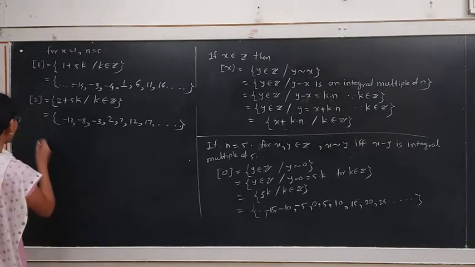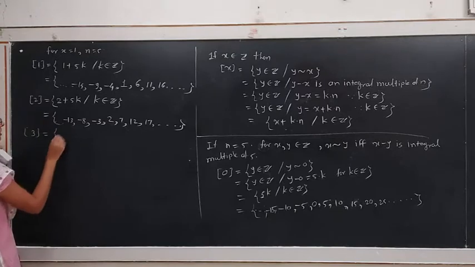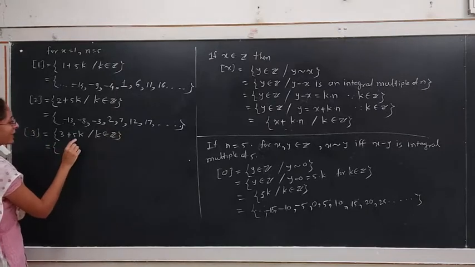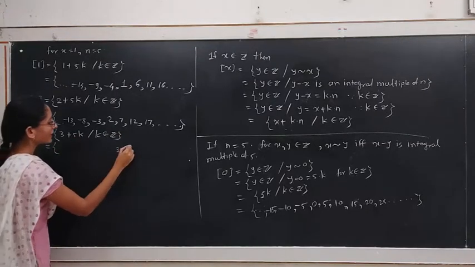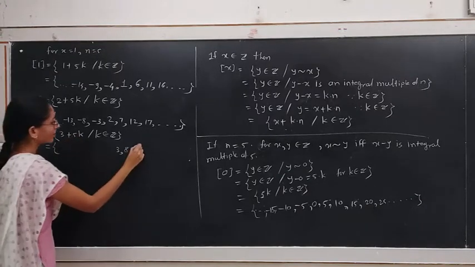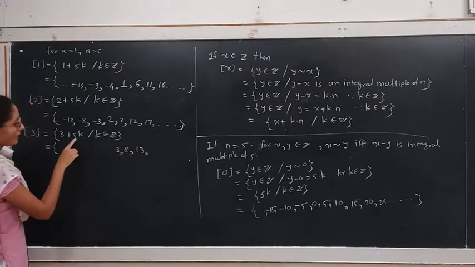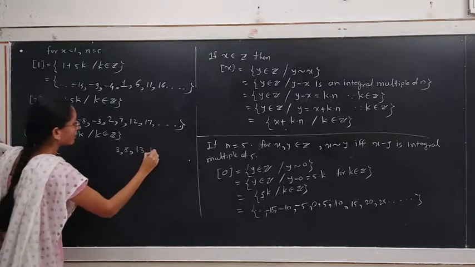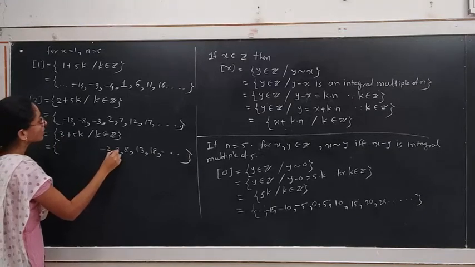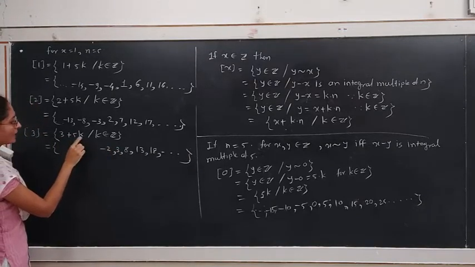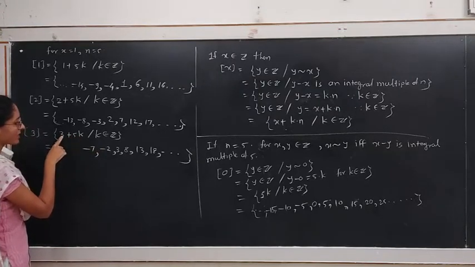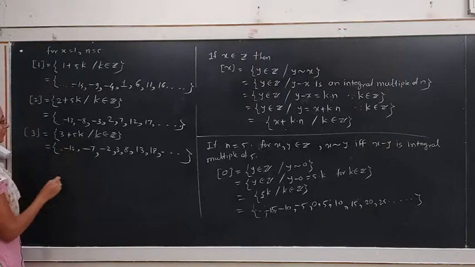Next we find the equivalence class of 3. This is equal to 3 plus 5k, where k belongs to Z. For k equal to 0, we get 3. For k equal to 1, we get 8. For k equal to 2, we get 13. For k equal to 3, we get 18. For k equal to minus 1, we get minus 2. For k equal to minus 2, we get minus 7. For k equal to minus 3, we get minus 15 plus 3 as minus 12, and so on.